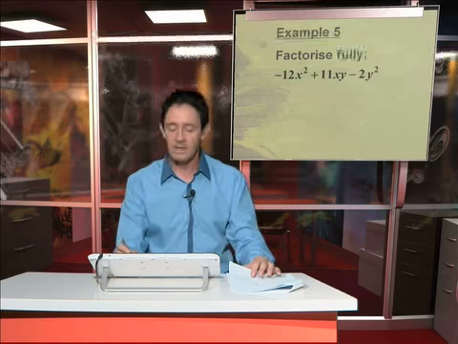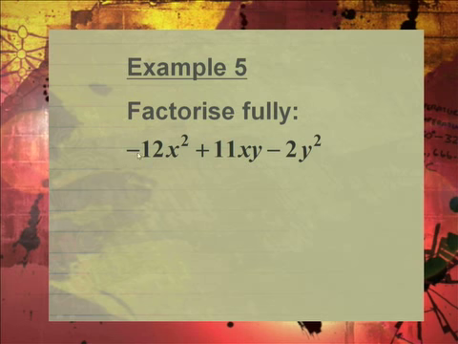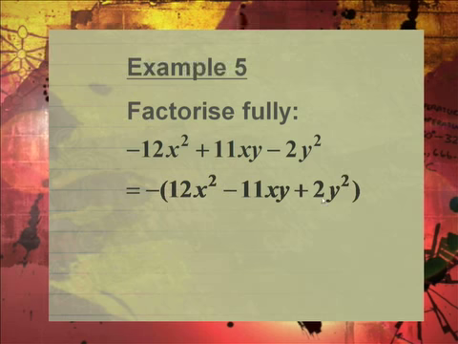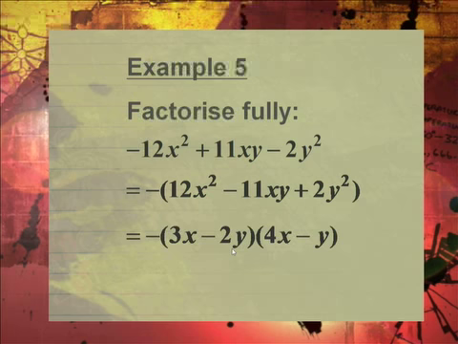Okay, another one. Careful of this trinomial. That's not looking good. But if we take out the negative, great. We've got 12x squared minus 11x plus 2y squared. Now, importantly, the signs in the brackets will be two minuses, the same. Then if you do the cross method, you get 3x minus 2y and 4x minus y. Keep it like that. Very, very nice.